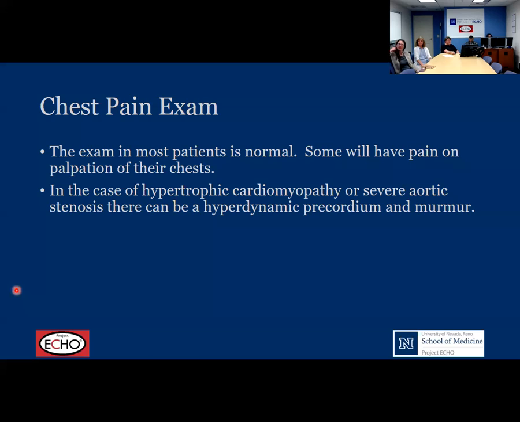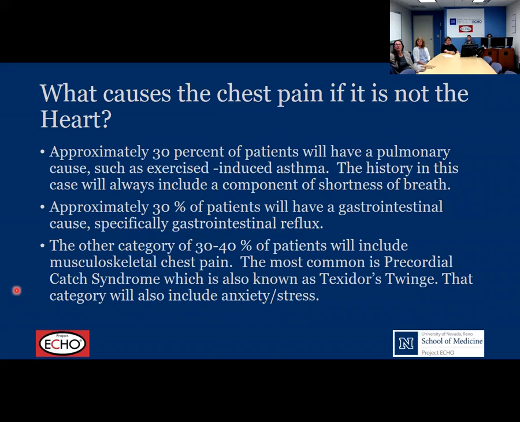So on exam, since most of these people don't have anything cardiac, most of the time all they'll have is pain if you press on their chests. If they do have one of the rare causes of hypertrophic cardiomyopathy or severe aortic stenosis, you might find a hyperdynamic precordium and a murmur. But again, they usually don't present with chest pain. So this is where I end up having to do a lot of reassurance.